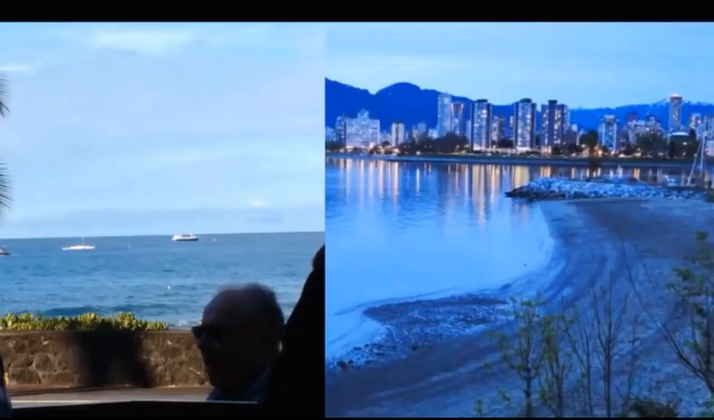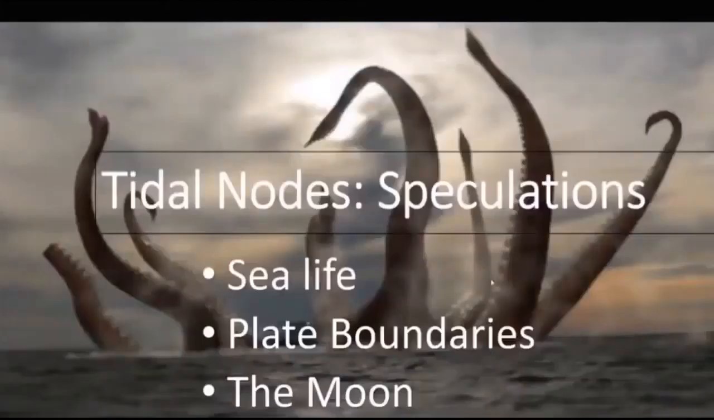So it wasn't going on in Hawaii. Hawaii has lots of waves, which I don't think are related to tides. They seem to be wind related in a lot of cases. But the tides, I didn't notice at all. You always notice tides in Vancouver, but I never noticed it once in Hawaii. So I looked into it. I have a few speculations about what tidal nodes are.